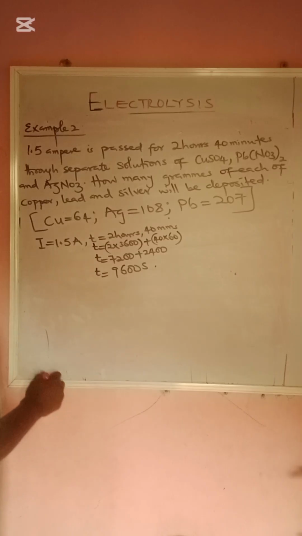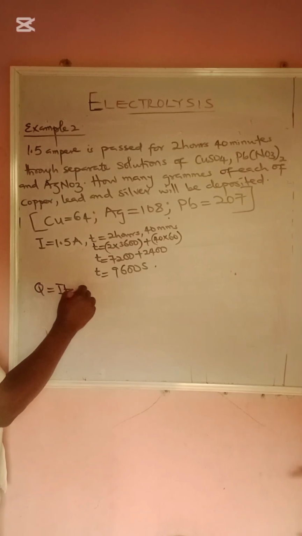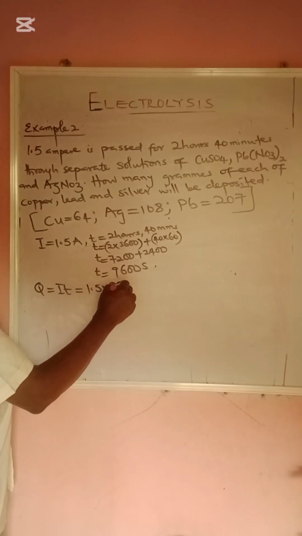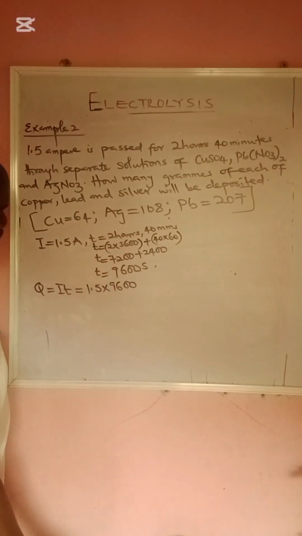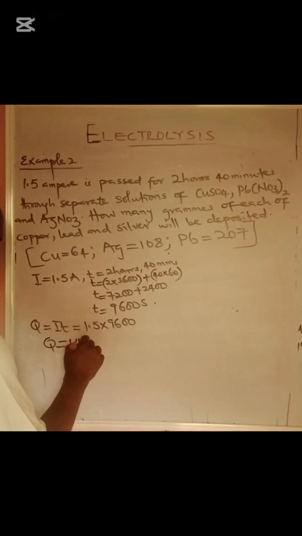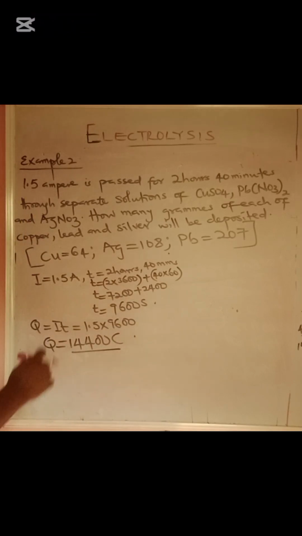Then our Q is equal to I times T, which is equal to 1.5 times 9600, which is equal to 14400 coulomb. That's the quantity of electricity passed. Take note of that.